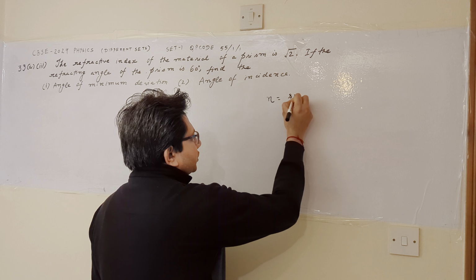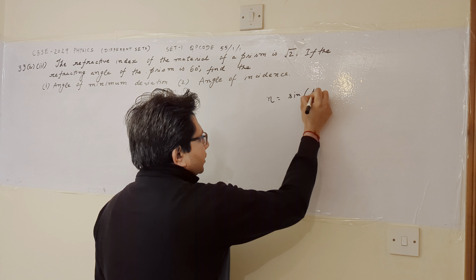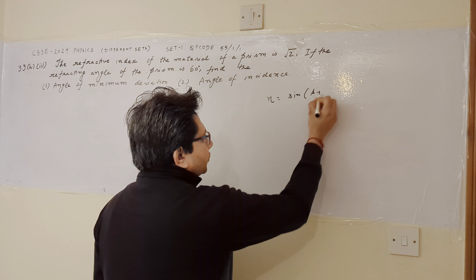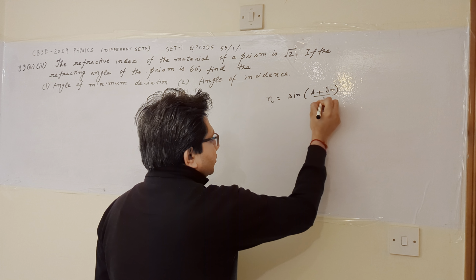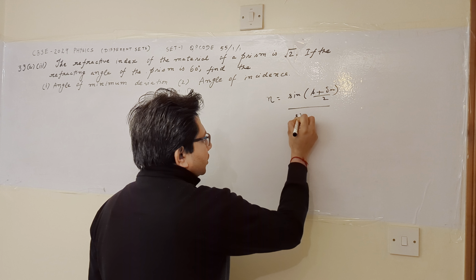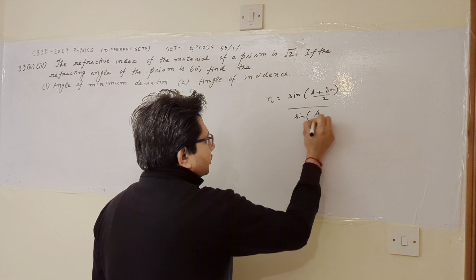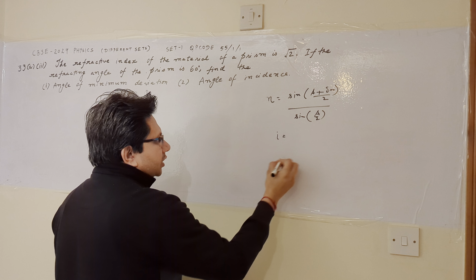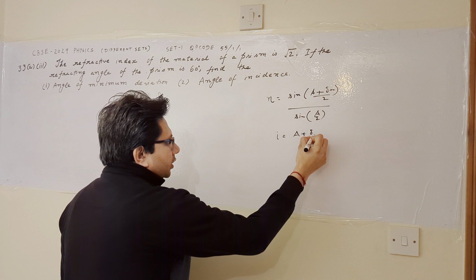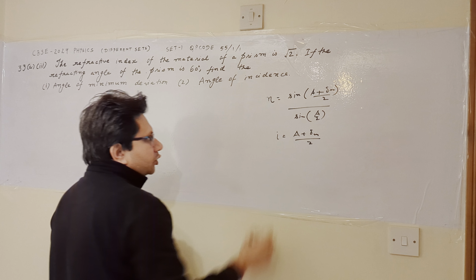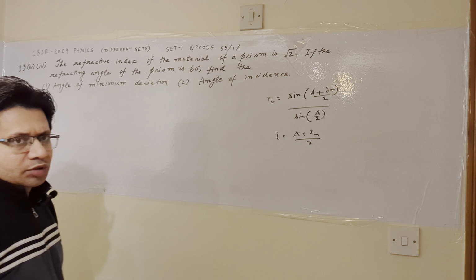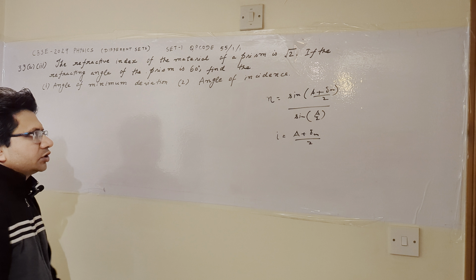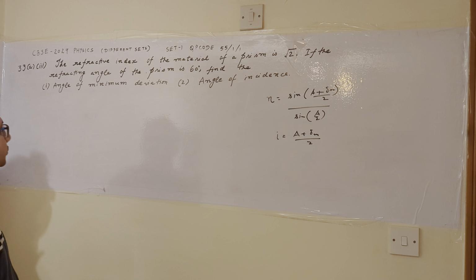So the problem is based on the topic prism, and in particular the formula of the refractive index of the prism, which is n equals sine of (A plus delta m) by 2 upon sine of A by 2, and another formula is i equals (A plus delta m) by 2. So we have to use these two formulae to calculate these two parts of the problem.